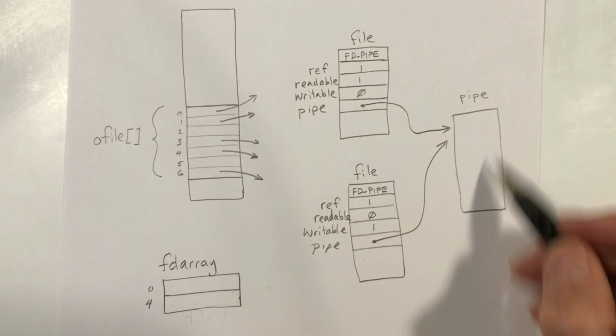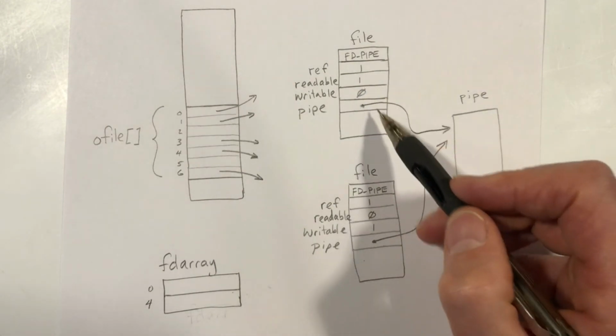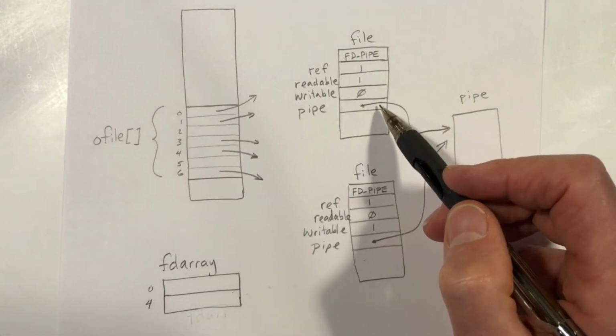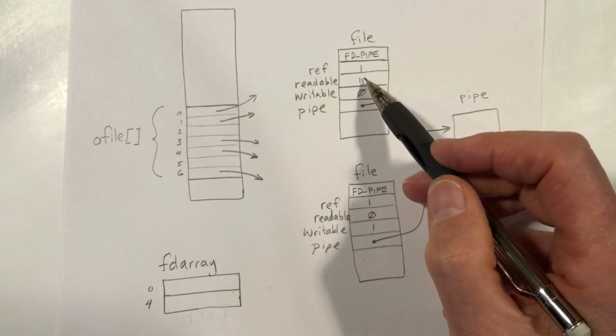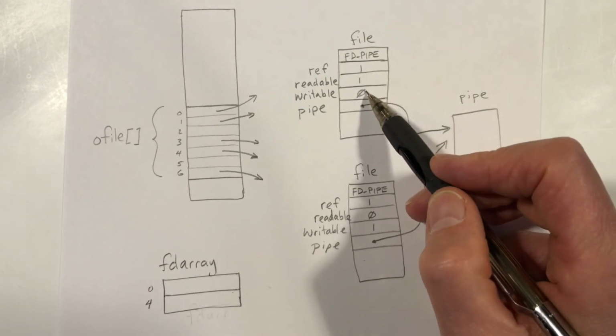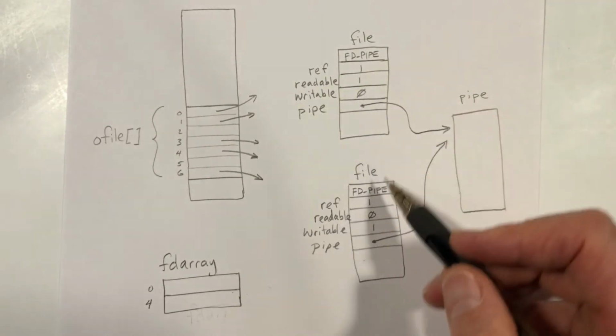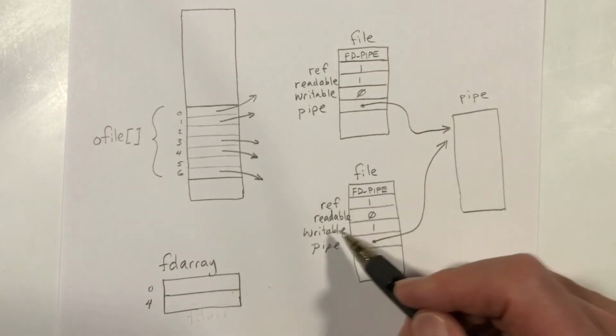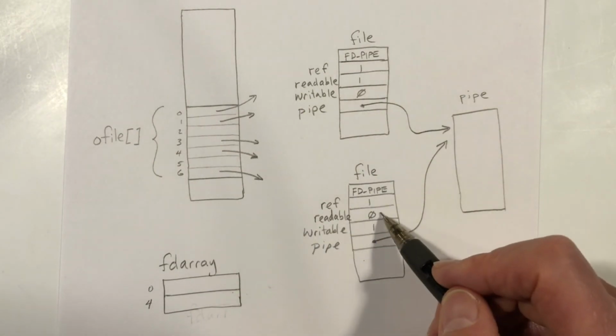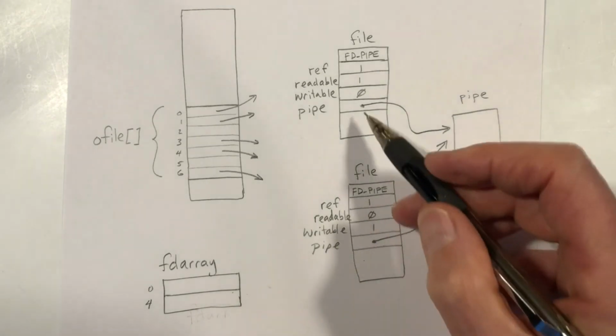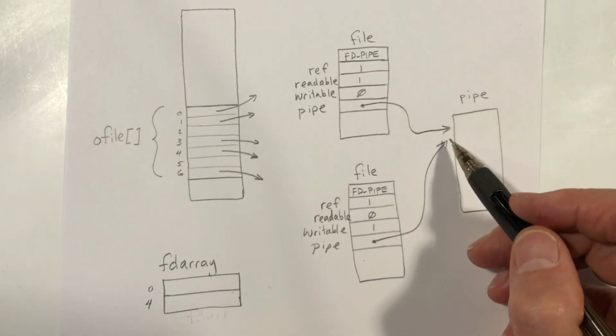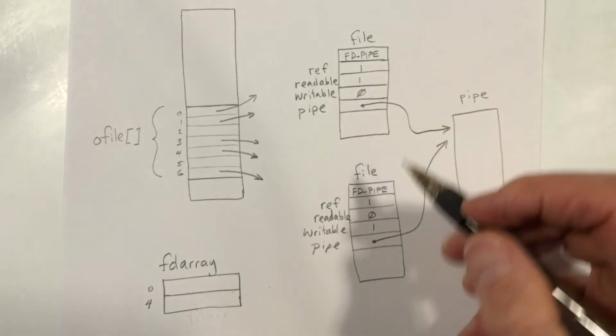So here we've created a pipe structure, and this is the read end. This file structure represents the read end, and the readable flag is set to true, and the writable flag is set to false. And you can tell that this is the write end because the writable flag is true, and the readable flag is set to false. But both contain pointers to the pipe structure, and the reference count for both is 1.